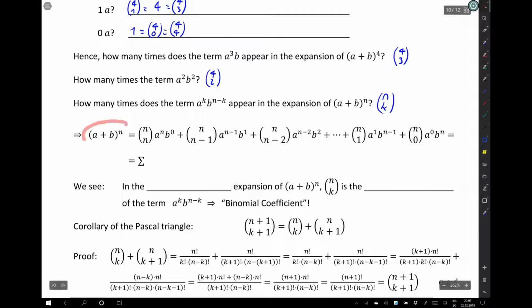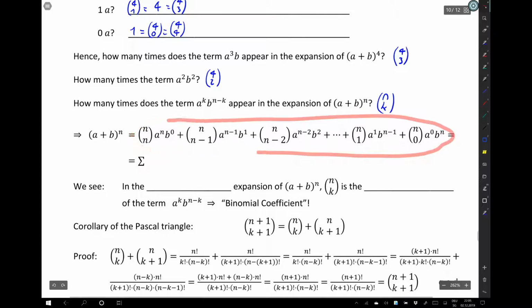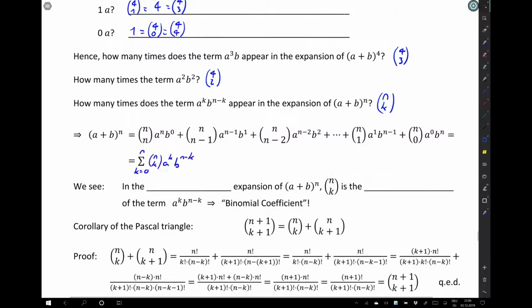And so we see that (a plus b) to the power of n expanded is this expression here. And we can write that now using the sigma notation as sum of k going from 0 to n of n choose k times a to the power of k times b to the power of n minus k. This is really just a short writing for this expression up here. So what we see now is that in the binomial expansion of (a plus b) to the power of n, the n choose k is the coefficient of the term a^k b to the power of n minus k. And that's exactly where this name binomial coefficient comes from.